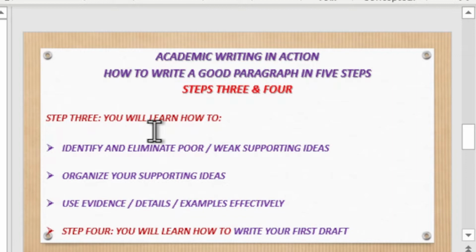In today's second part of the presentation about the process of paragraph writing within the academic writing framework, we are going to look at steps 3 and 4. In step 3, we will learn how to identify the weakest arguments and eliminate them. And then we are going to learn how to organize our supporting sentences and our details, and how to use these details in an efficient manner. And then finally, in step 4, we will learn how to write the first draft.